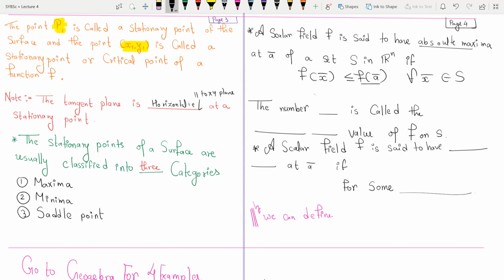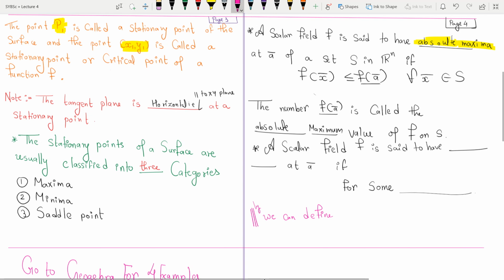Okay, so note it down. If I'm talking about the entire set, then I will call it the absolute maxima. Before moving forward, the maximum number attained by my function, which is nothing but f of a bar, is called the absolute maximum value of f on S. Okay, it's really trivial. There is one more type of maxima that we should discuss. Over here we discussed absolute maxima.